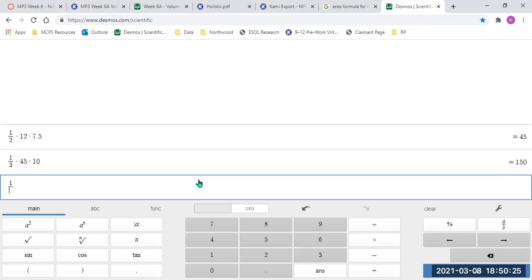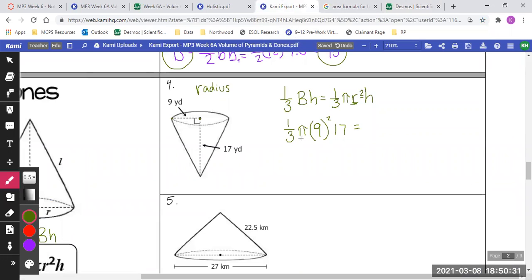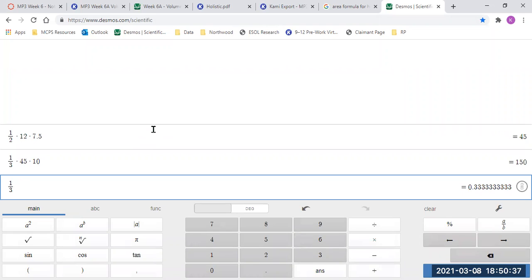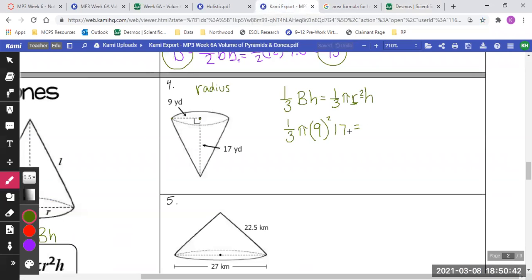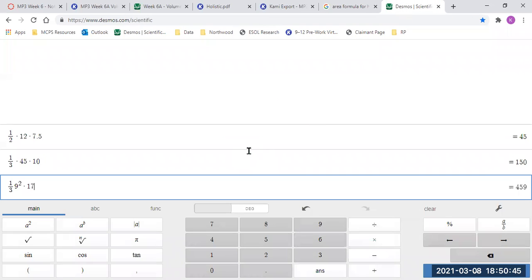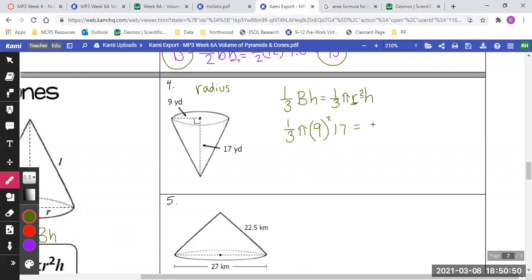Now, if you were like, but Miss Homer, the pi is an irrational number and I want an exact answer. Okay, I'll play your game. 1/3 times 9 squared times, oh my gosh, my brain just went blank for a second, 17. Should have remembered that. It was my high school softball number. What? That is 459. Now, I didn't multiply this times pi. So if I want an exact answer, that would be 459 pi yards cubed, right? And that's fine and that's lovely.